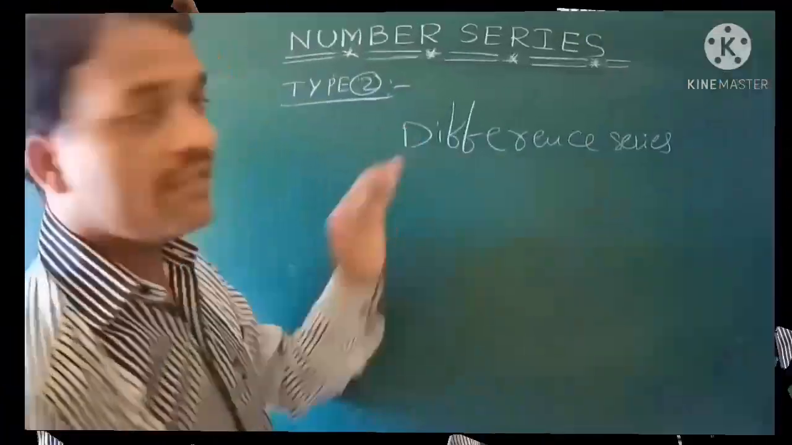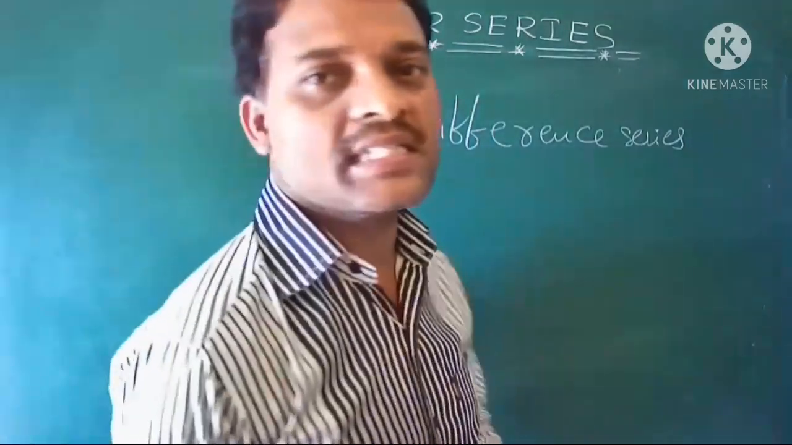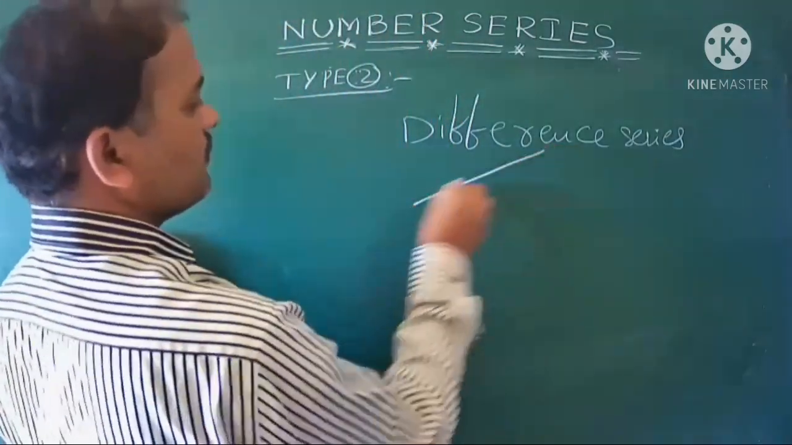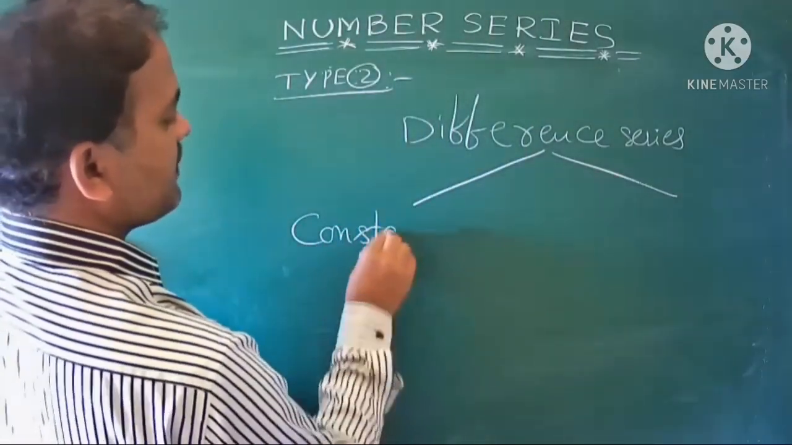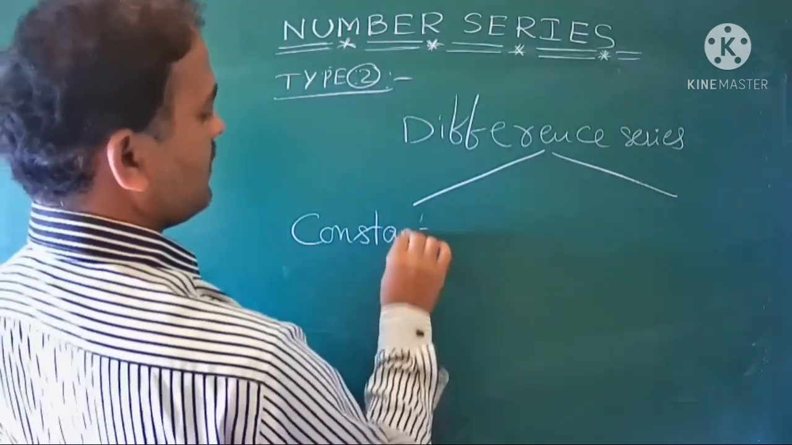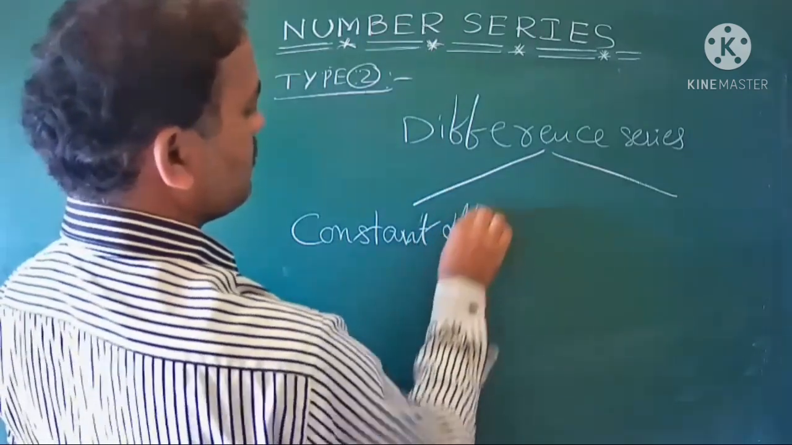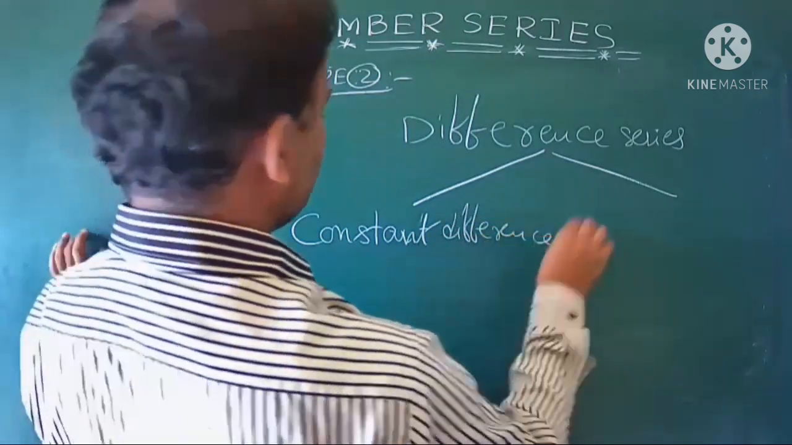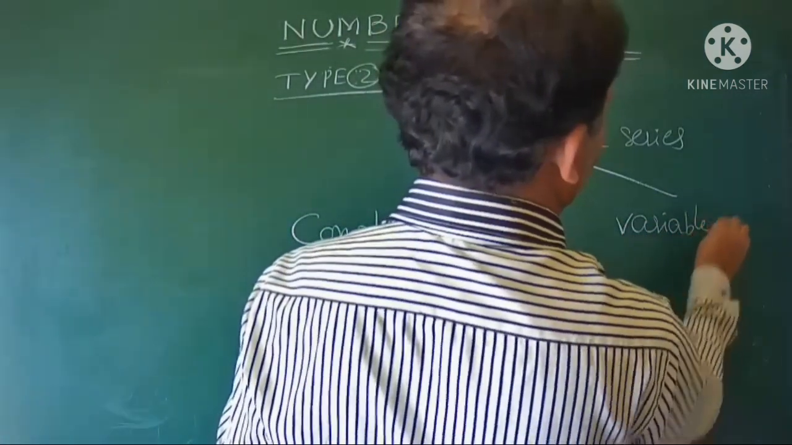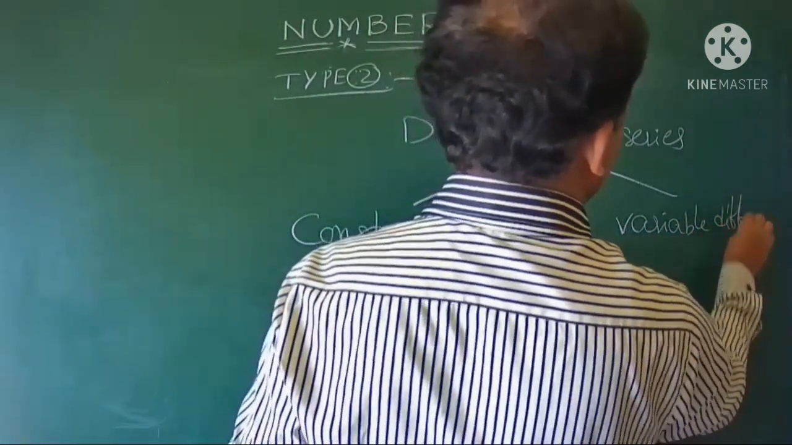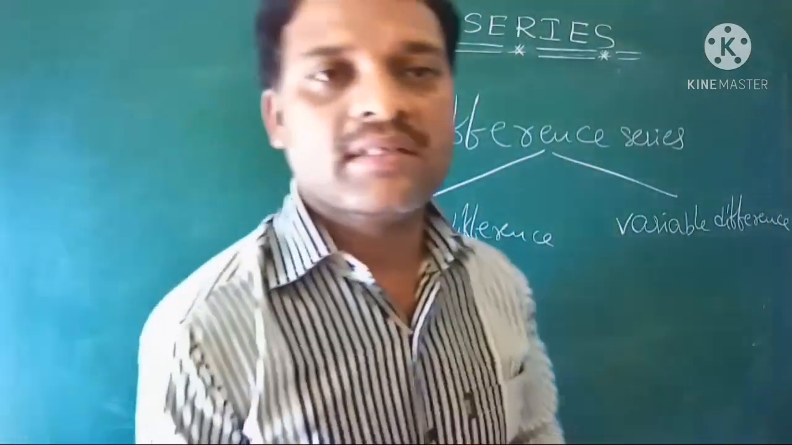Type 2 is called difference series. In difference series there are two types: one is constant difference series, another one is variable difference series. Constant difference series and variable difference series.